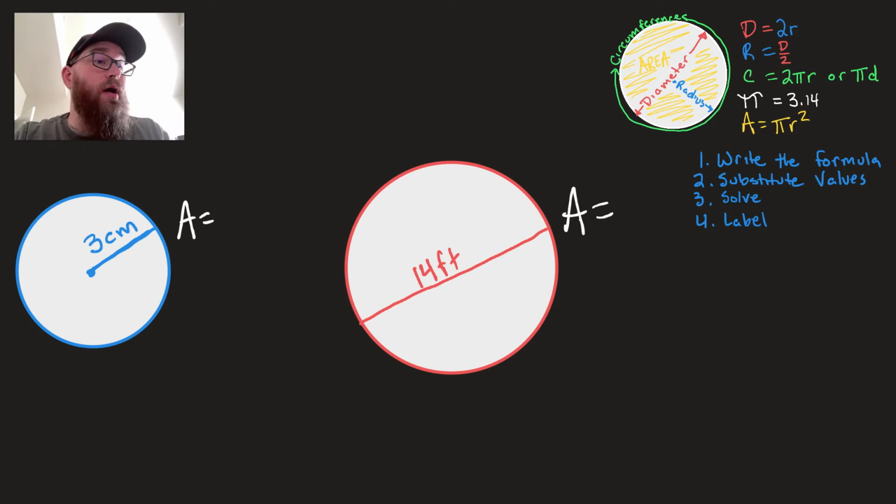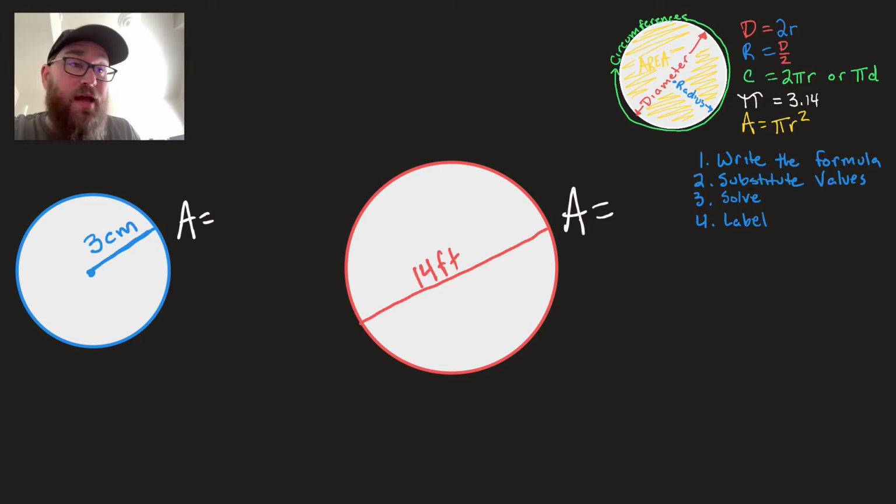All right, so we're going to go ahead and practice these. So I'd like you to do this with me here. I'm going to go through our 4 steps: write the formula, substitute the value, solve, and label. I'm going to do them. Hopefully you're writing them too. And then I'll ask you just, what is the answer at the end here.